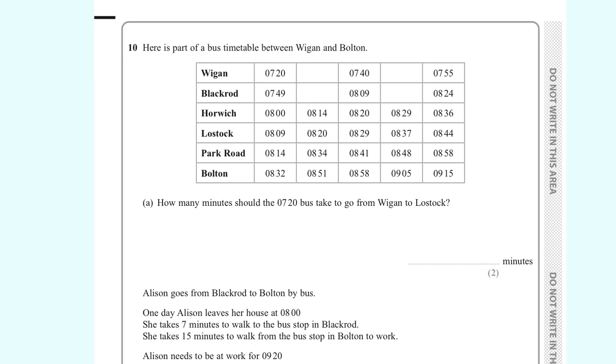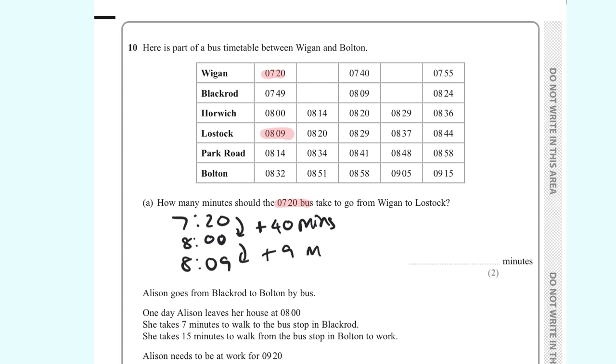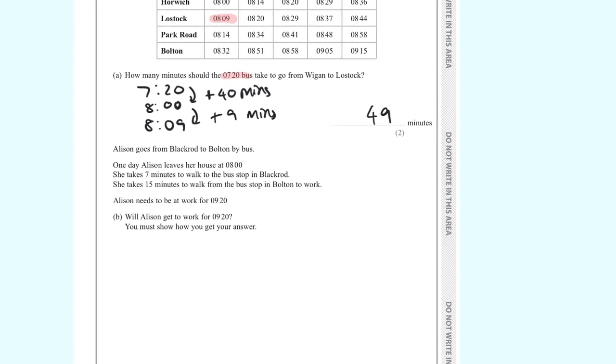So how many minutes should the 7:20 bus, okay, the 7:20 bus, it's this one here, take to go from Wigan to Lowestoft? So we're starting at 7:20 and we're getting in at 8:09. Now to get to 8 o'clock, that is plus 40 mins. Alright, that takes you to 8 o'clock, and then 9 more. So in total, that's 49 minutes. Easiest way to do it, I would say.